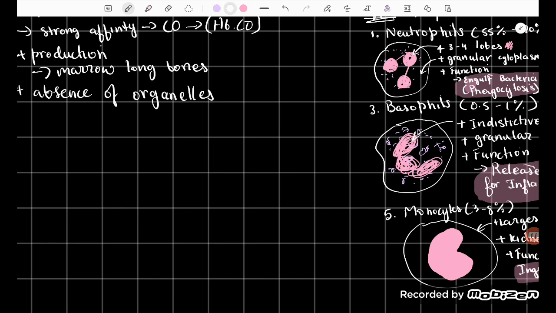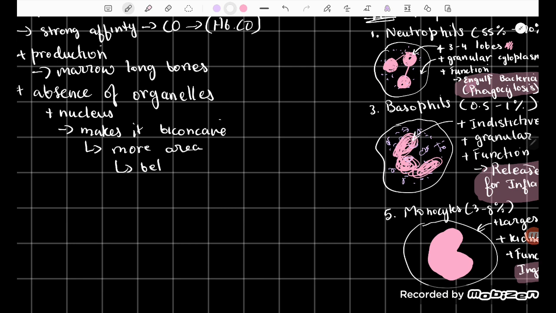In RBCs, in mammalian red blood cells to be specific, there is no nucleus, no mitochondria, no endoplasmic reticulum. So, let's start off with the nucleus. I'm going to give you the reasons about why there is no nucleus. It makes the red cell biconcave, which in turn gives more area, better absorption.